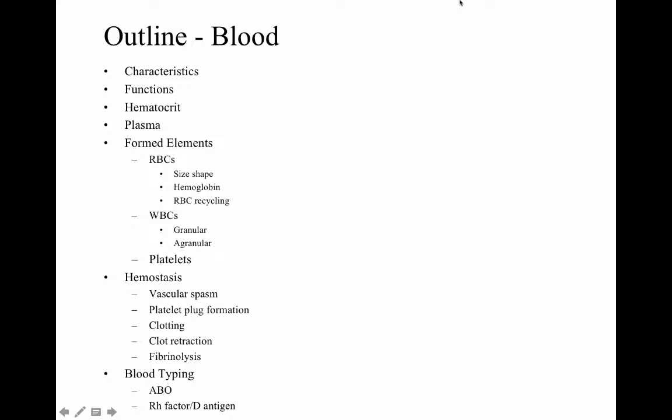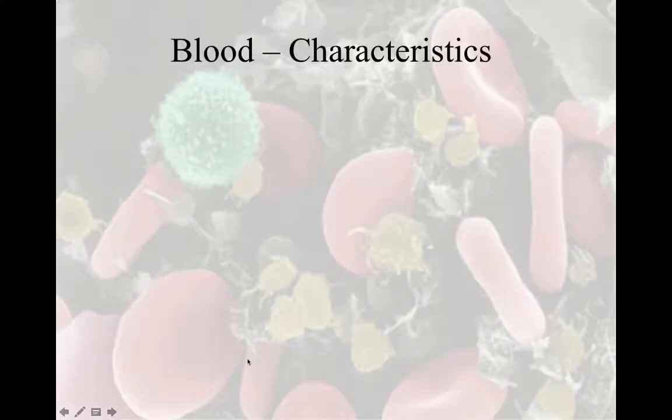In this unit of ANP 202, we'll be taking a look at blood, its characteristics, functions, hematocrit, plasma, the formed elements, including red blood cells, white blood cells, and platelets, as well as hemostasis and blood typing.